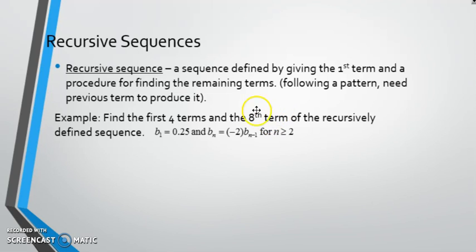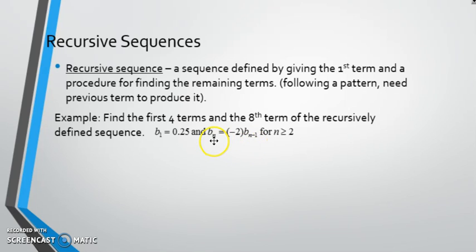the 8th term of the recursively defined sequence, where the first term is defined, b sub 1 means the first number in the pattern, and then when they say b sub n, they're saying for any other number in the pattern, whether n is 3 or n is 50, it's -2 times b sub n minus 1.